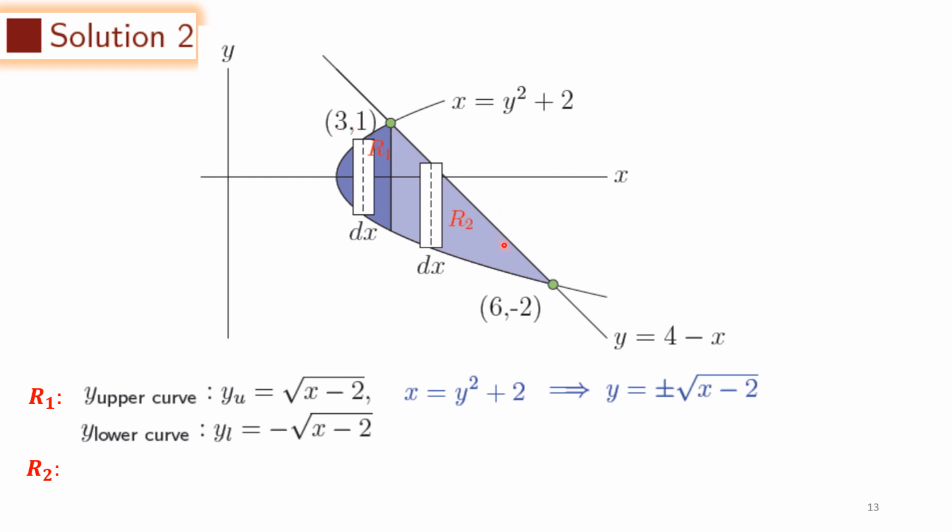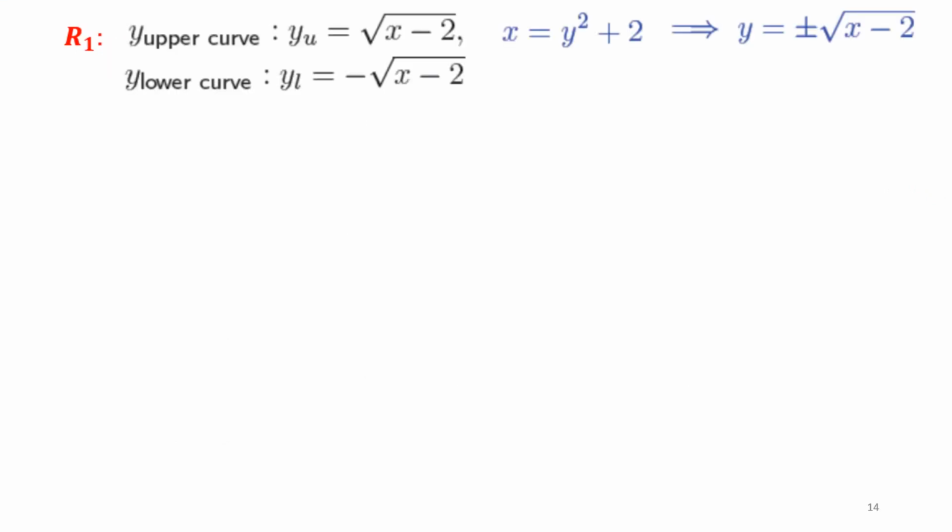As for the second region here, notice that the upper curve is equal to 4 minus x, in terms of x. And the lower curve is this one, which is equal to the negative square root of x minus 2. So the solution wherein we make use of the vertical strip is actually longer, but it should still have the same answer. So let's take a look at the answer there.